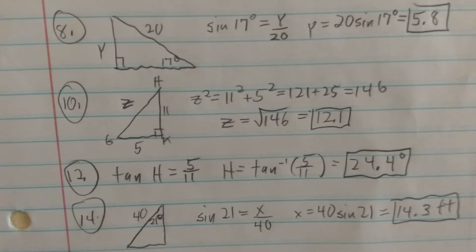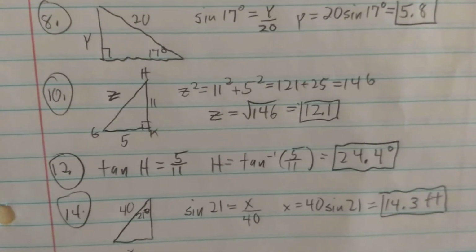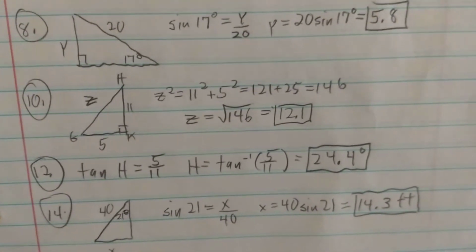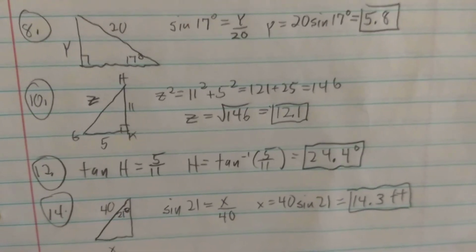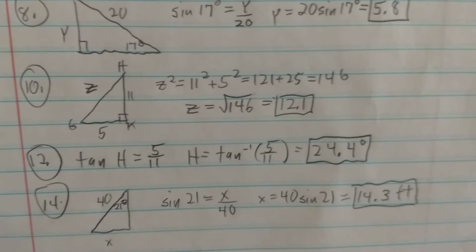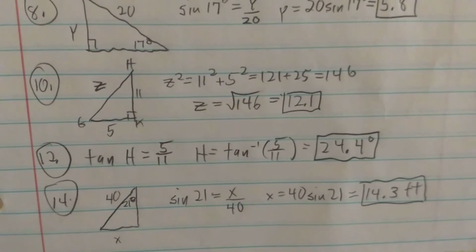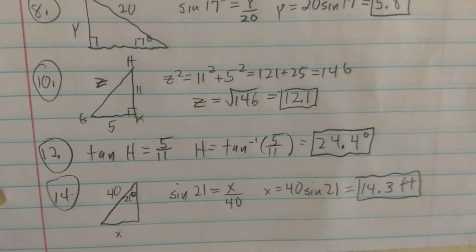Now for 10, we have sides of 5 and 11, and we're going to try to find z, the hypotenuse. So z squared is equal to 11 squared plus 5 squared. It's equal to 121 plus 25, which is 146. So z is the square root of 146, which is approximately 12.1.